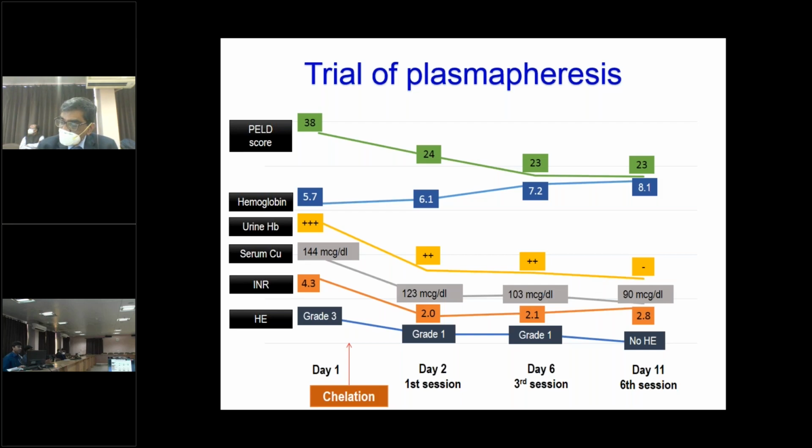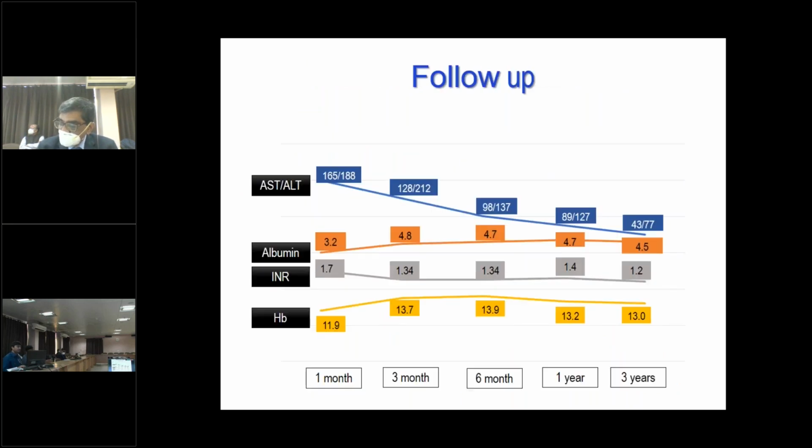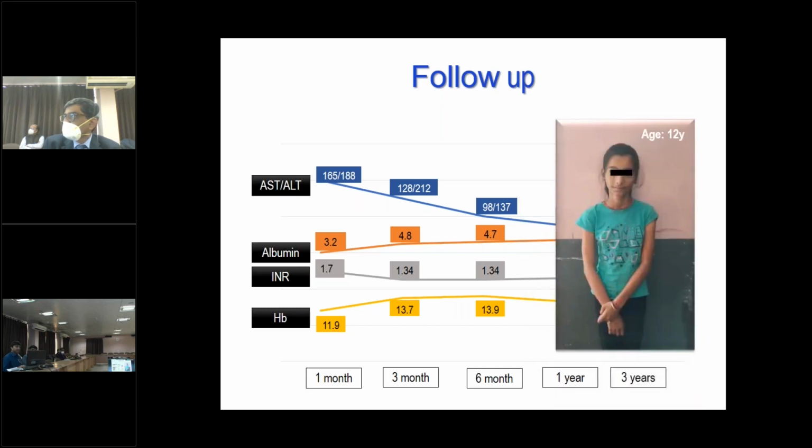So this child showed a good response, and on follow-up she continued taking D-penicillamine with proper doses and compliance, and showed improved liver function tests. We followed this child for the next 3 years, and her AST, ALT and liver enzymes were normal. Albumin is normalized. There is no coagulopathy. INR is 1.2, and she is doing well. This is how she looks at present at the age of 12. She studies in class 8 with an average scholastic performance.